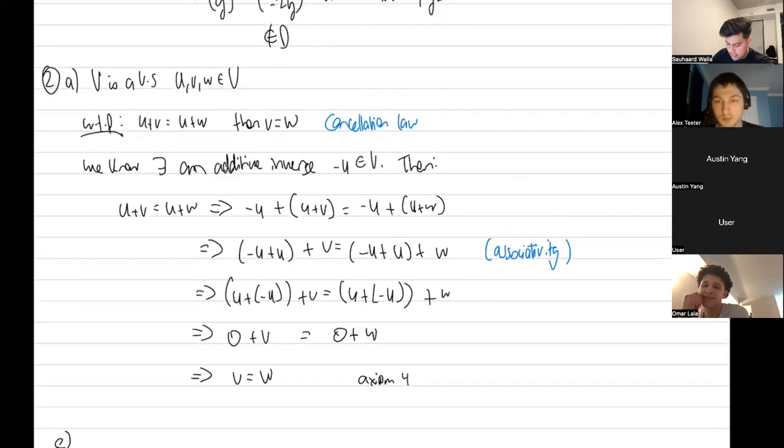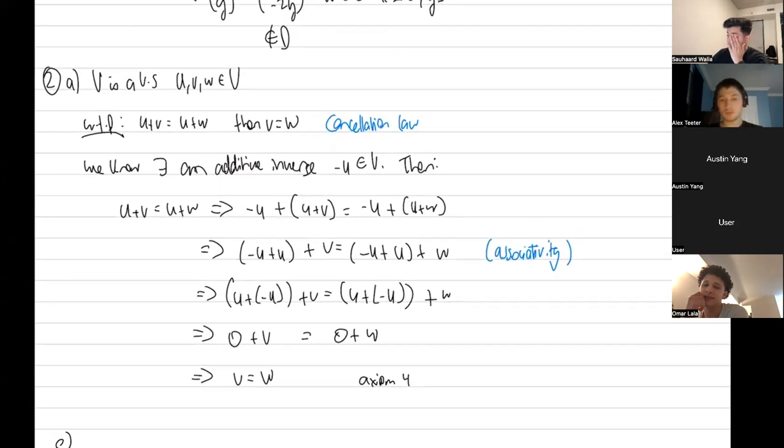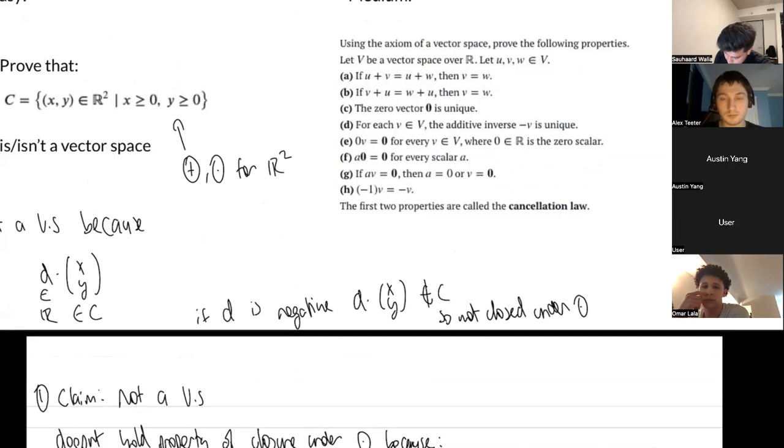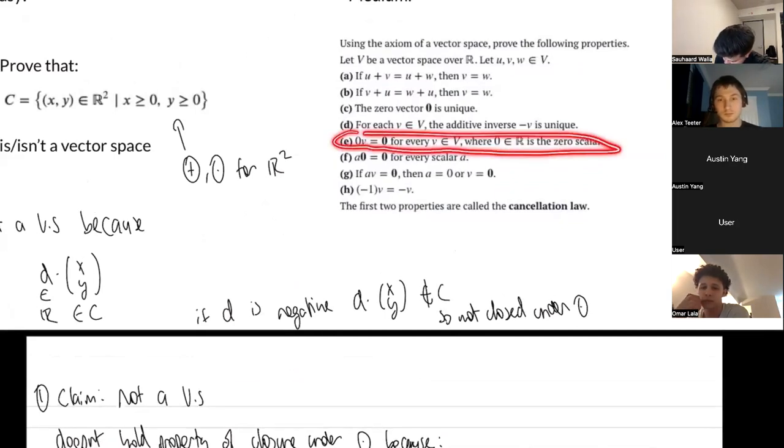Perfect. So that's part A. Does anyone have any questions about that? I'm going to be a little bit mindful of time. I don't want to spend too much on vector spaces, but another one I did want to highlight to you guys was property E. You know that 0 multiplied by any vector is equal to 0.